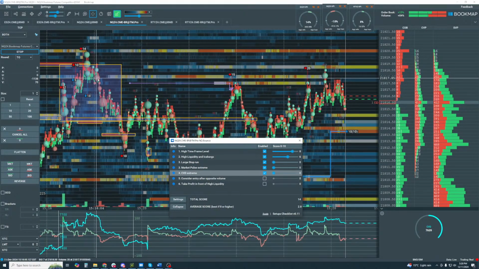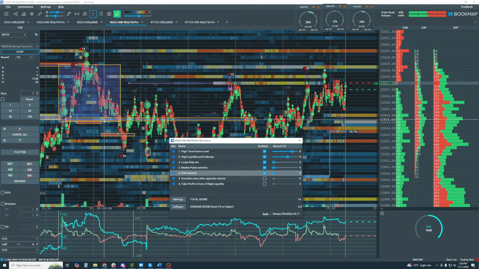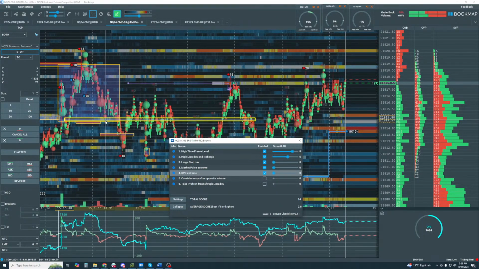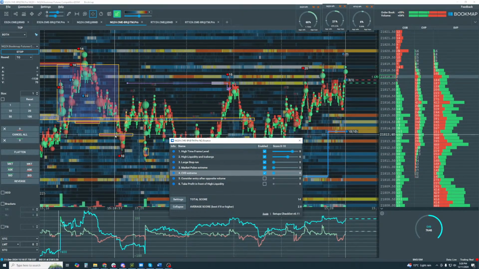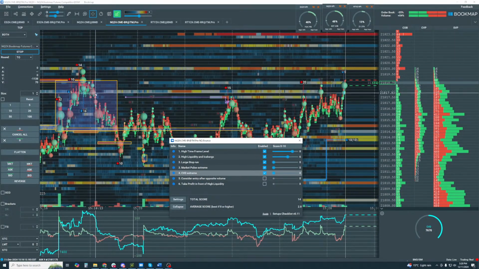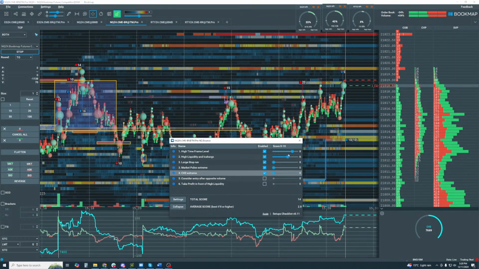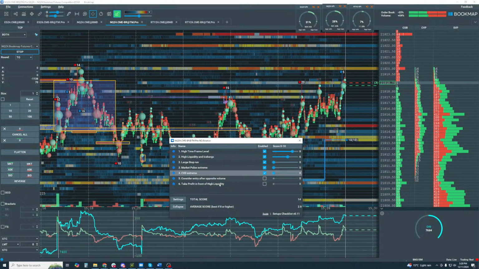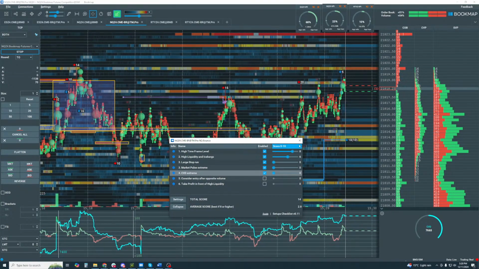If you did follow that and then you rode it back down to this liquidity here or in here, you would have had a nice little trade and it wouldn't have gone against you a tick, most likely, maybe a tick or two. And then take your profit at your high liquidity on the way down. Done.